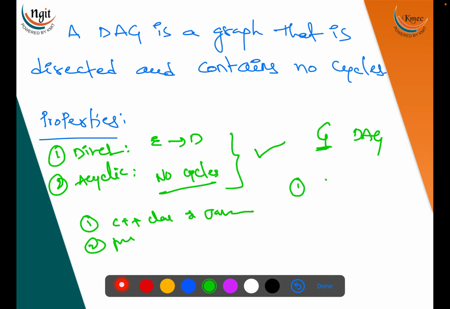And we have other applications as per the syllabus. The first is topological ordering, which we will discuss in another video, and the second is finding the shortest path. So these are the applications. We'll use a DAG, or digraph with no cycle, in topological ordering and shortest path.